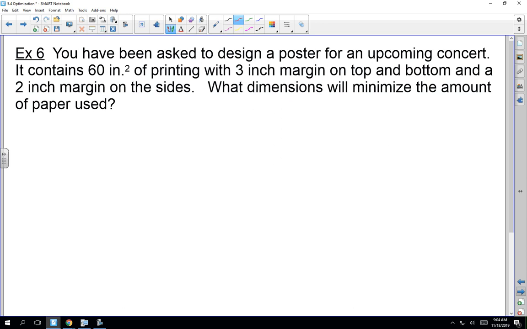So it contains 60 square inches of printing with a 3-inch margin on top and bottom and a 2-inch margin on the side. What dimensions will minimize the amount of paper used? So this creates another kind of complicated function. That's part of the reason why I'm doing this. I'll show you what it looks like. So the picture.